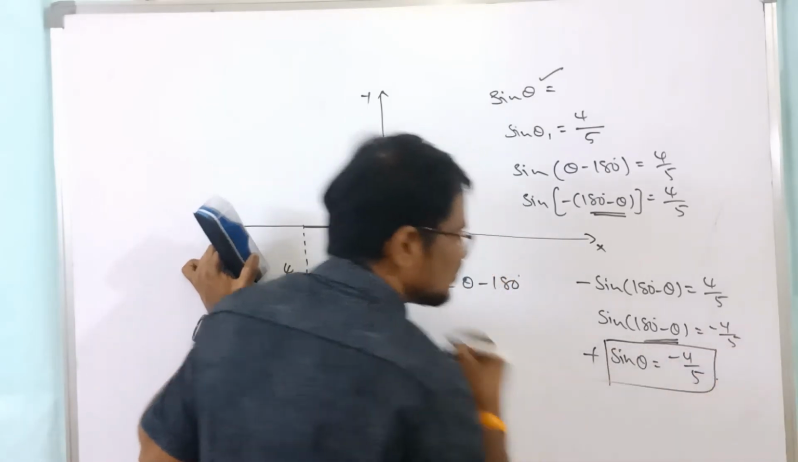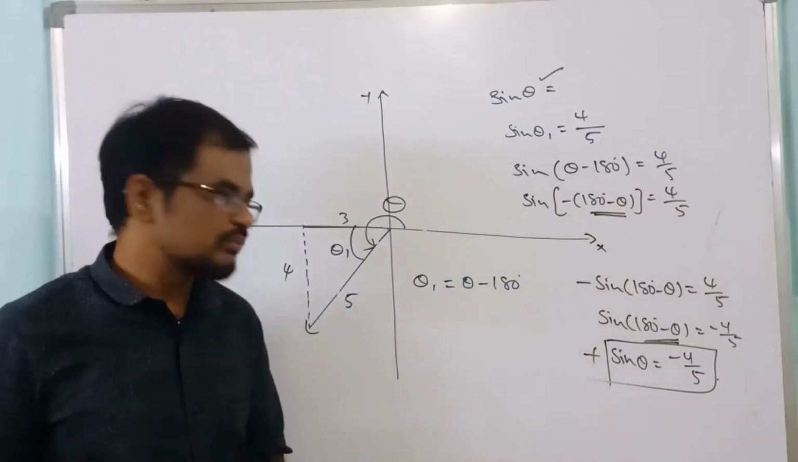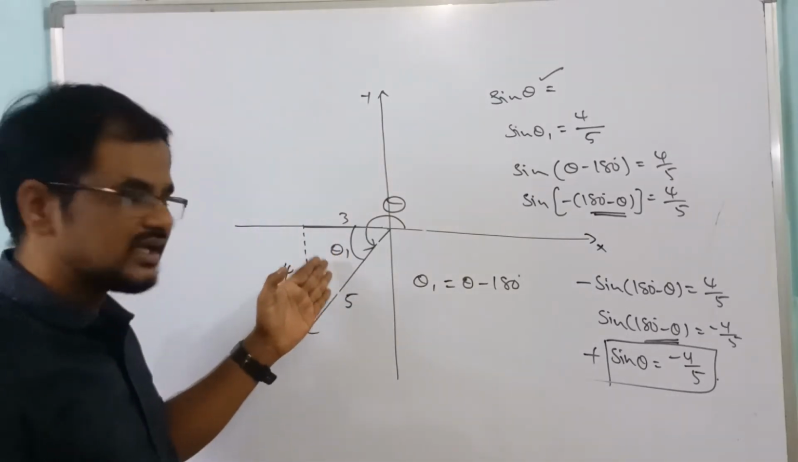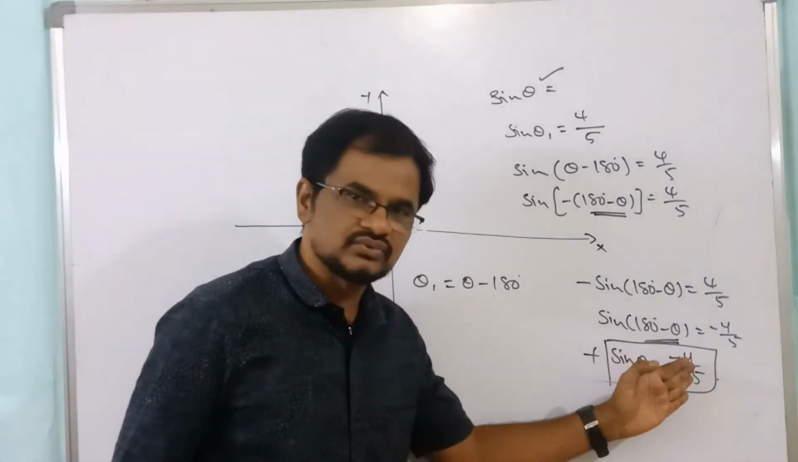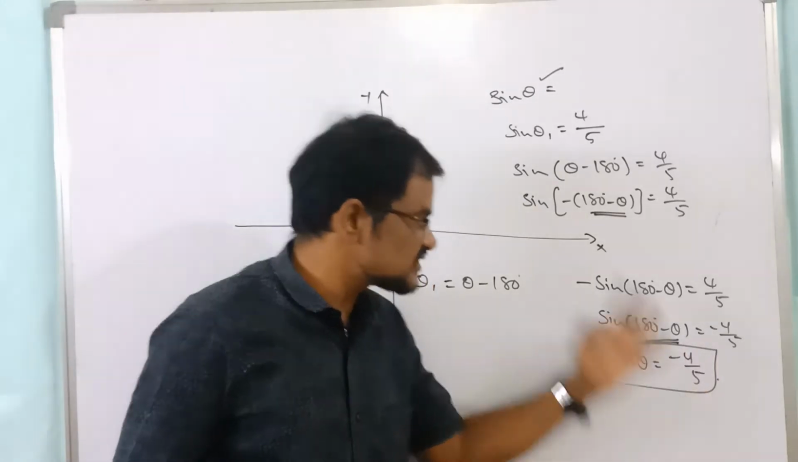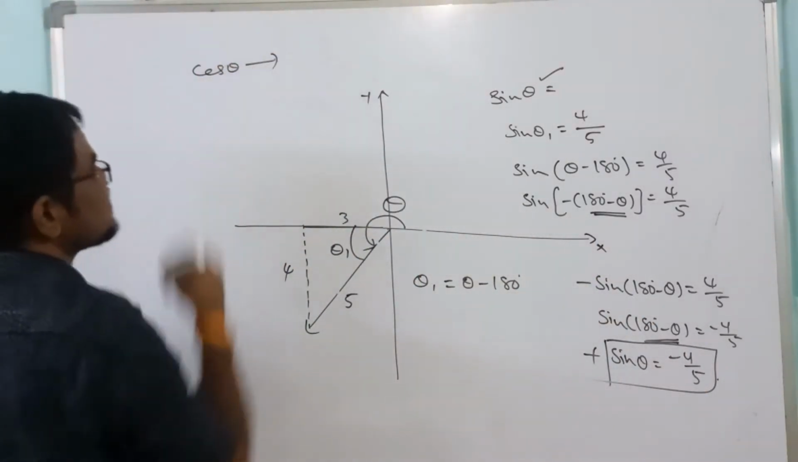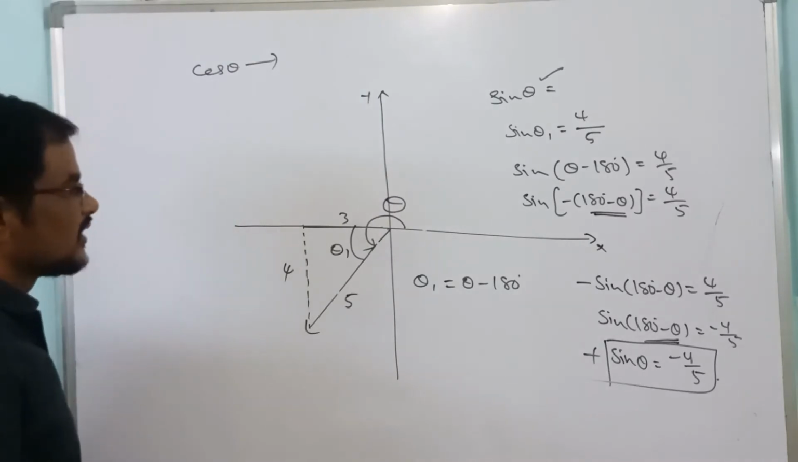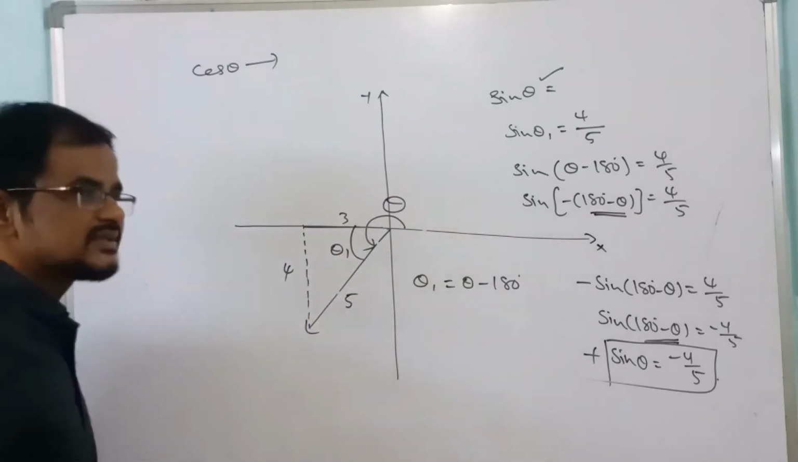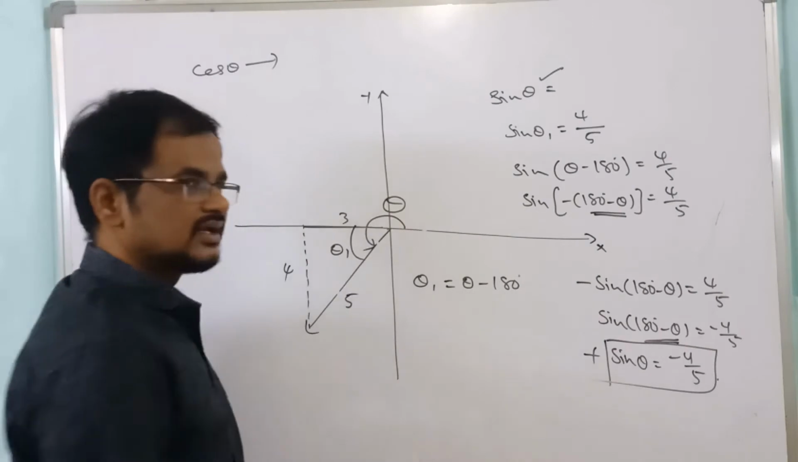So sin theta equals what? Minus 4 by 5, because sin theta in the third quadrant is negative. So that's why minus 4 by 5. Similarly, if you want to find cos theta, for that also we have to use the reference angle.